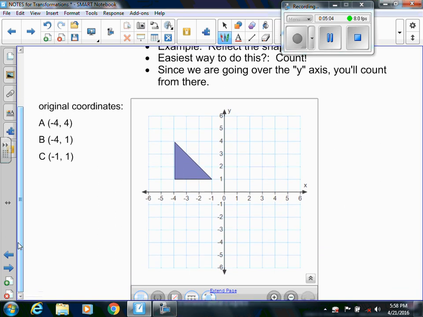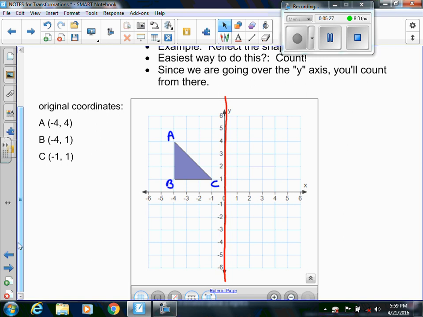Okay, so all I'm going to do is flip it over the y-axis. I'm going to look at each one of my points. Again, this was A, this is B, and this is C. I'm going to reflect each one over the y-axis. One of the things I like to do is highlight the axis I'm trying to flip over. So there's my y-axis right there, and I'm going to flip over that.